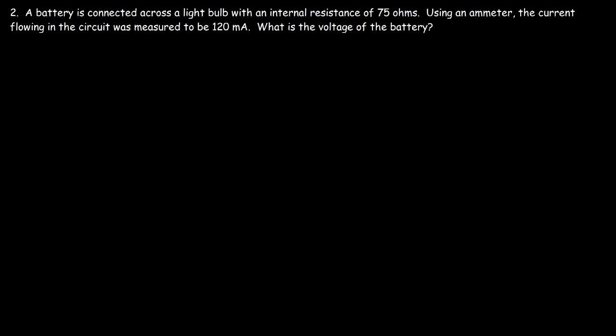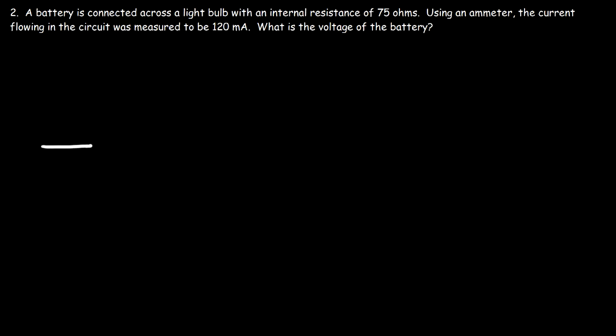Number 2. A battery is connected across a light bulb with an internal resistance of 75 ohms. Using an ammeter, the current flowing in the circuit was measured to be 120 milliamps. If you see mA, that's milliamps. What is the voltage of the battery? So, feel free to pause the video and draw a circuit with the appropriate elements and then solve it.